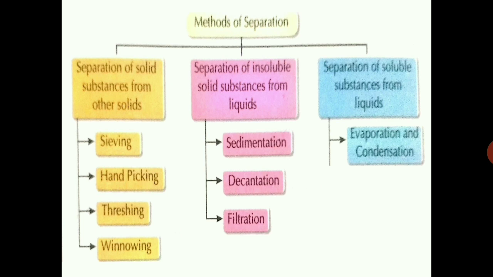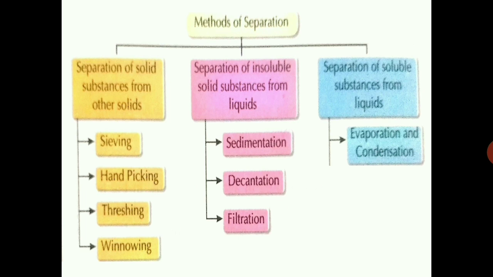In this picture, you can see three categories. The first one is separation of solid substances from other solids. That means both the components of a mixture are solids. The second one, the separation of insoluble solid substances from liquids. That means solid mixed with liquids. The third one, separation of solid substances from liquids. That means the substance which can be dissolved in water. So let's see the first one, separation of solid substances from other solids.